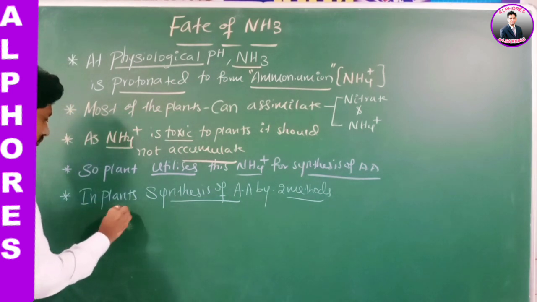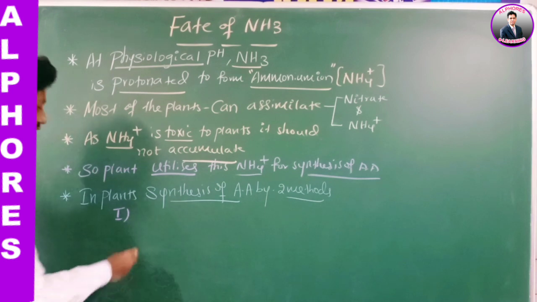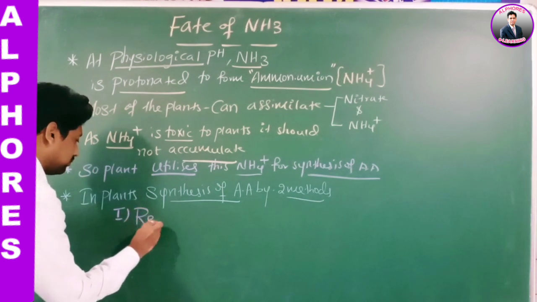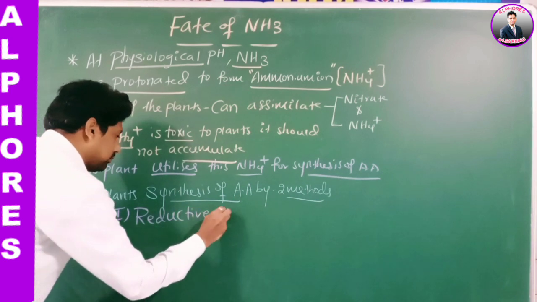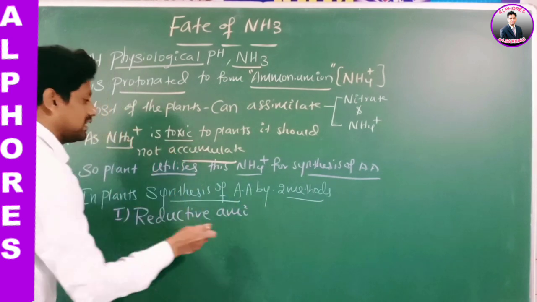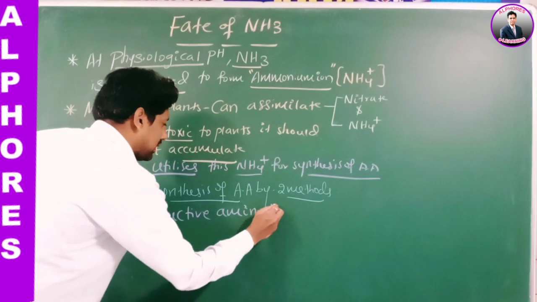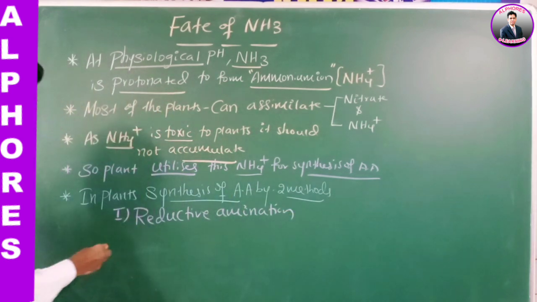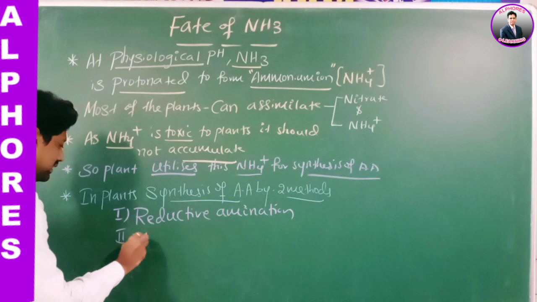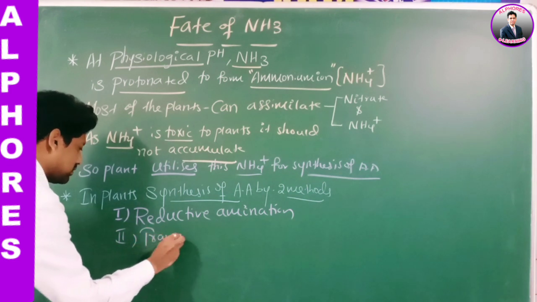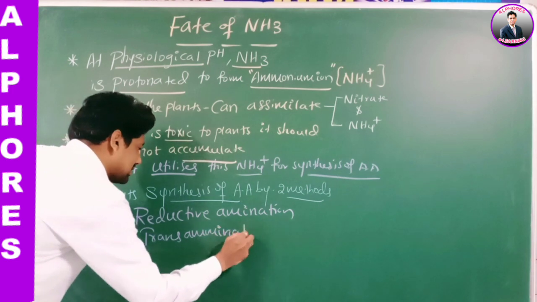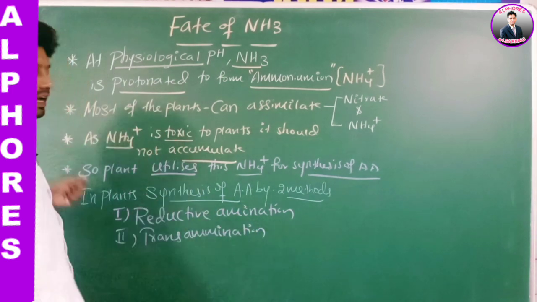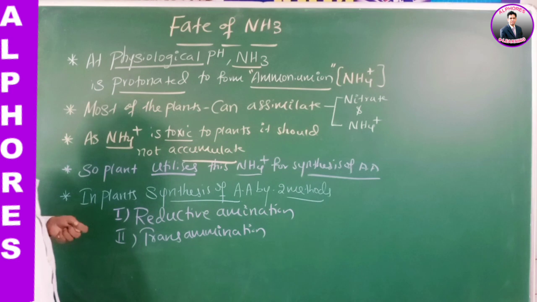Number one, the first one is reductive amination. What is the first one? Reductive amination. The second one is transamination. What is the second one? Transamination. First one is reductive amination, second one is transamination.